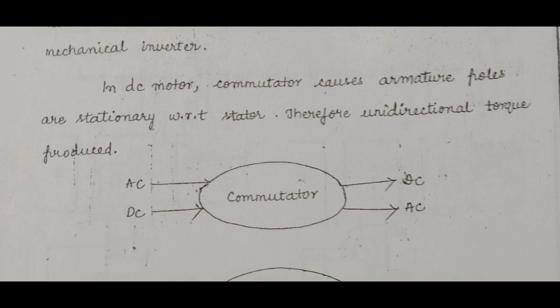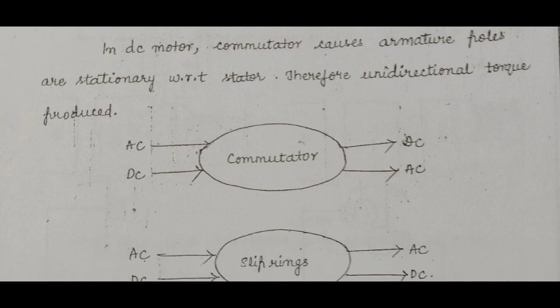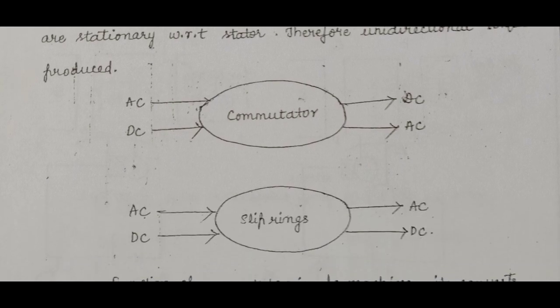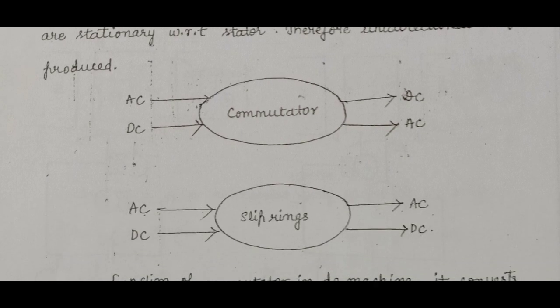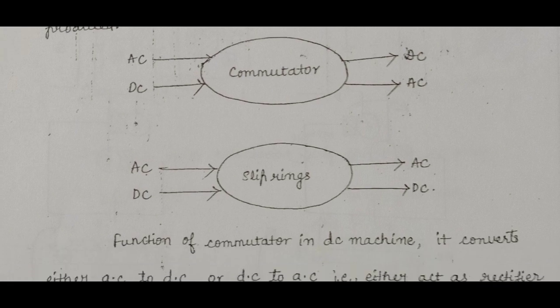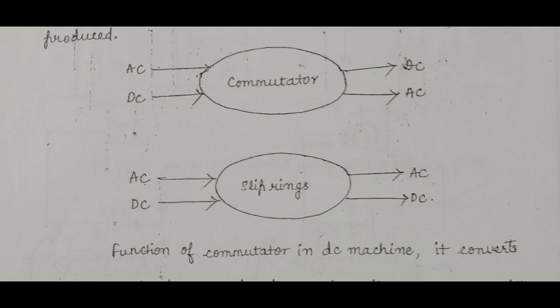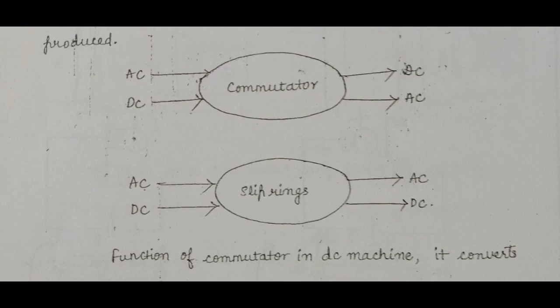AC to DC is the commutator in a generator, DC to AC in a motor. But in slip rings, AC supply is converted to AC supply, DC to DC supply. Commutators are made up of hard drawn copper. Slip rings are made up of phosphor bronze material.